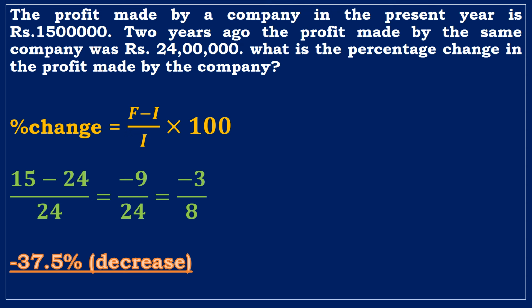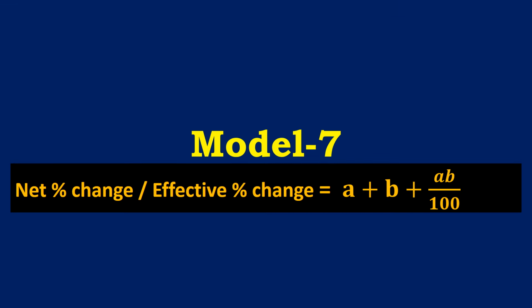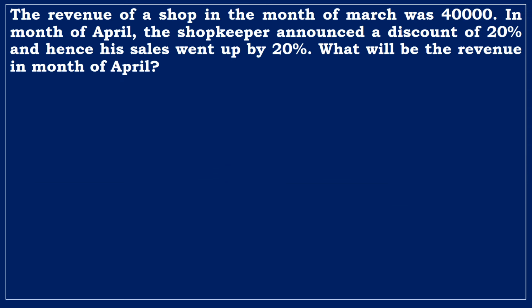The seventh model of percentage calculation is the net percentage change or effective percentage change. Net percentage between two given percentages A percentage and B percentage is A plus B plus A into B divided by 100. Let's look at an example to understand this concept. The revenue of a shop in the month of March was 40,000. In the month of April, the shopkeeper announced a discount of 20%, and hence his sales went up by 20%.